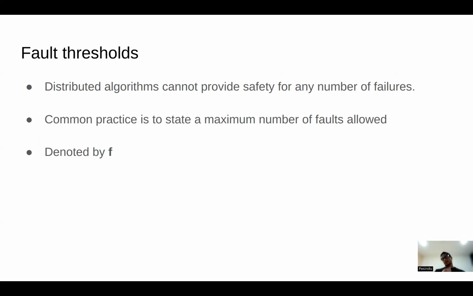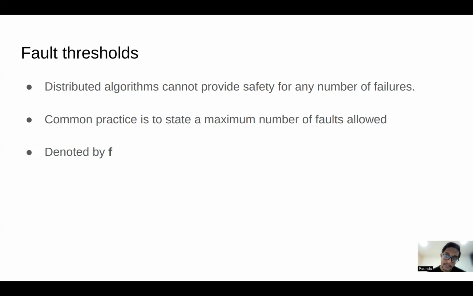And the second important thing is to understand the concept of fault threshold. So distributed algorithms cannot provide safety for any number of failures, meaning you cannot come up with distributed algorithms that can tolerate up to an infinite number of failures. So usually the common practice is to state the maximum number of faults. To illustrate, assume you're going to come up with a new algorithm. As I said in the previous slide, you are first going to state, okay, this algorithm can tolerate crash faults, or this algorithm can tolerate Byzantine faults. So that's the first thing.